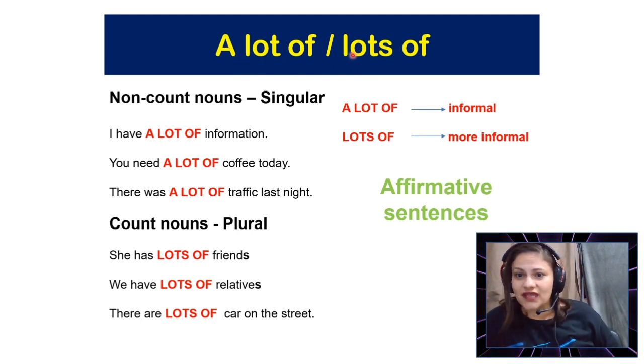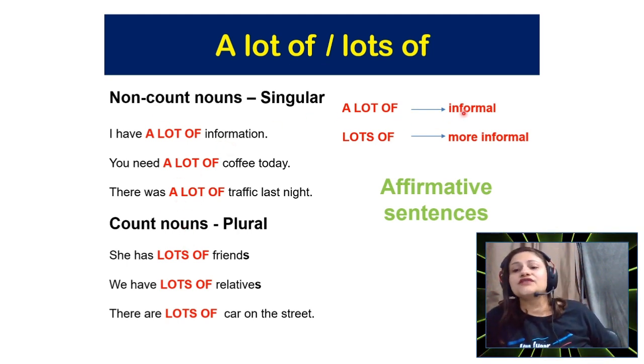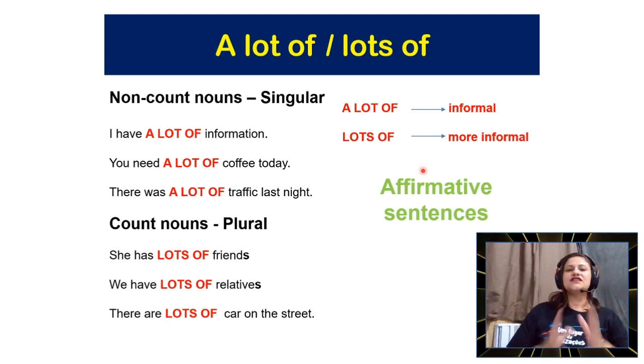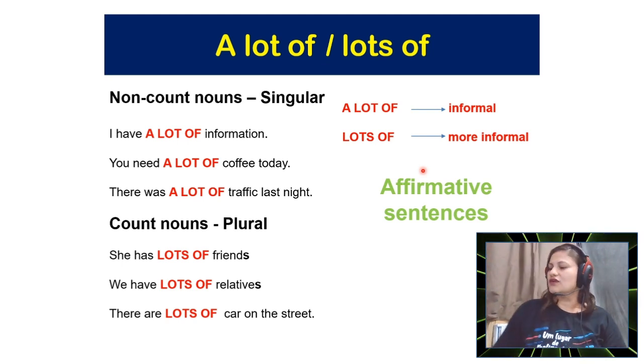It's the same thing for both cases. Just non-count nouns or count nouns I can use. Just remember, a lot of is an informal way to say something, and lots of is more informal. So now you know all the differences between these words.